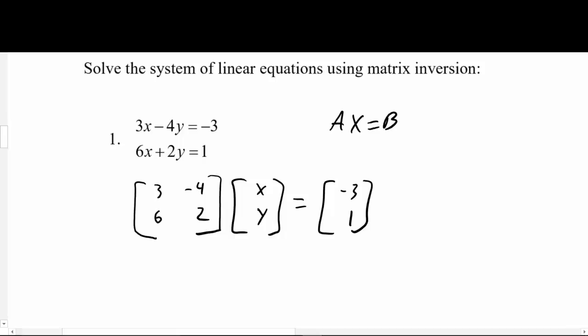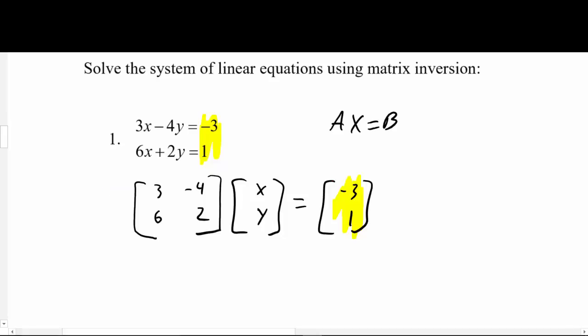Now, you'll see the B matrix is relatively simple to come up with, as long as it's written in this way. If your equations aren't written out in this format, rewrite them so they are. This column here is your B. Okay, so that's my B column. Then over here for the A matrix, notice I just grabbed all of my coefficients: the 3, -4, 6, 2. And you'll notice each row represents an equation. So equation 1 is row 1, equation 2 is row 2.